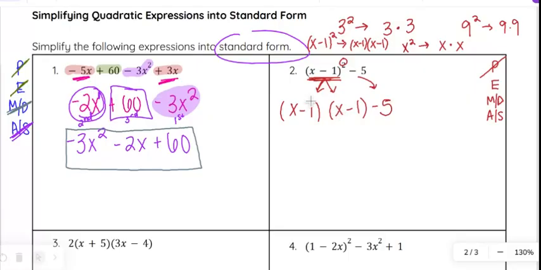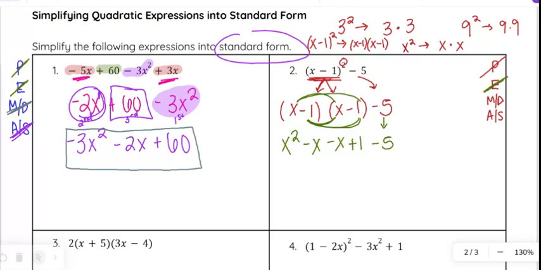So x minus 1 times x minus 1, we go ahead and distribute. X times x is x squared. X times negative 1 is negative x, or negative 1x. Negative 1 times x is negative x, or again, negative 1x. You can put the ones there or not. Either way is fine. And then negative 1 times negative 1 is positive 1. And we do still have this minus 5 that just gets carried down for now.